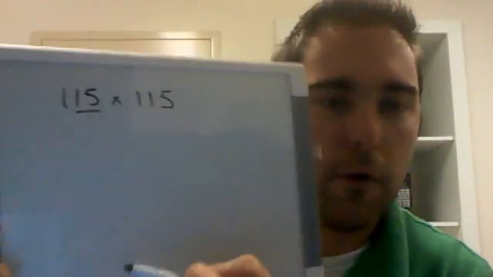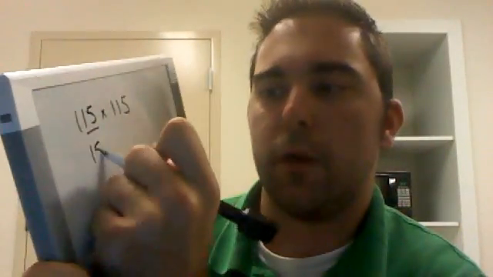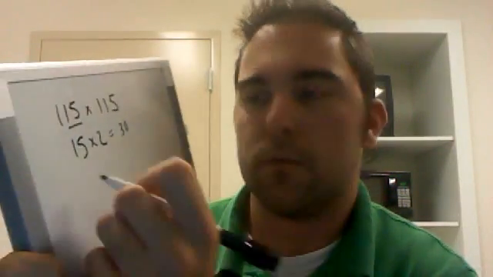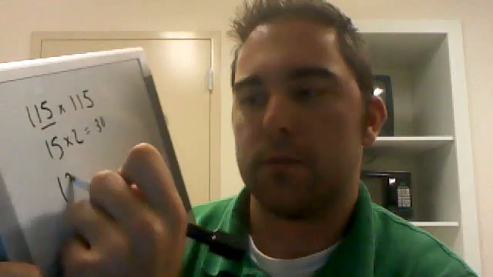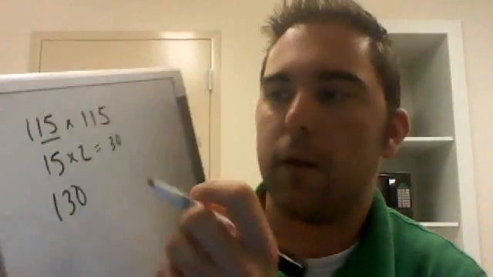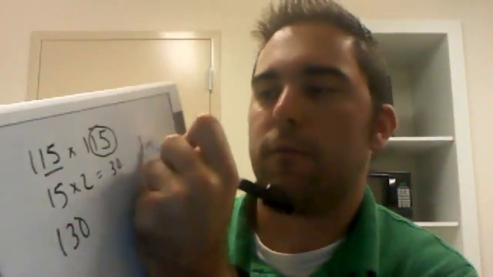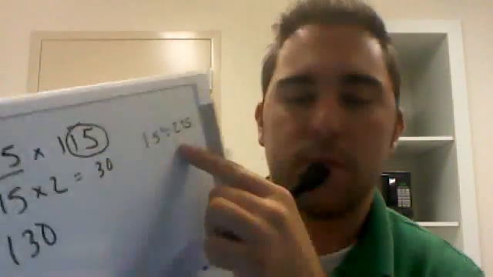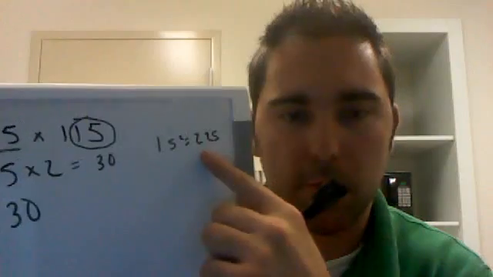So now let's look at 115 times 115. Again, our number 15 is 15 away from our base of 100. Double that, you get 30. So you add this number to your base, so 130. And now you need to do 15 squared. 15 squared is 225.